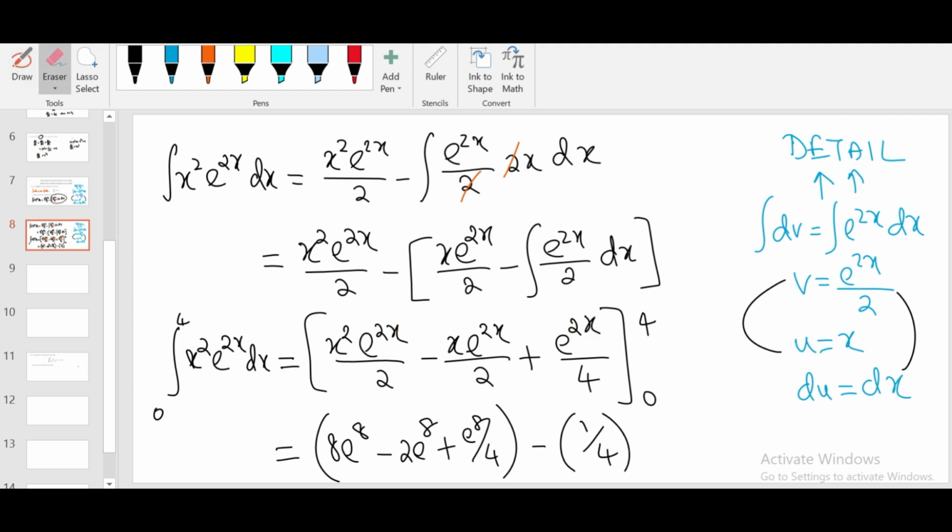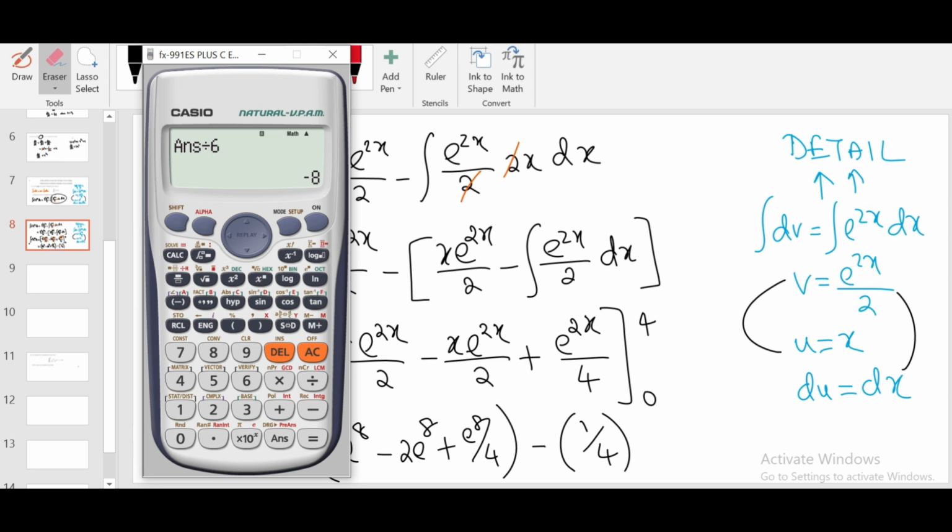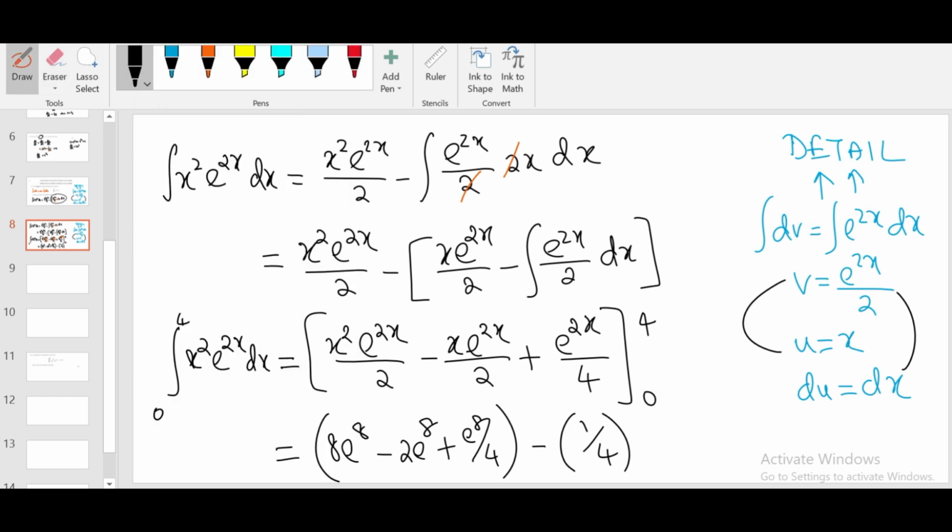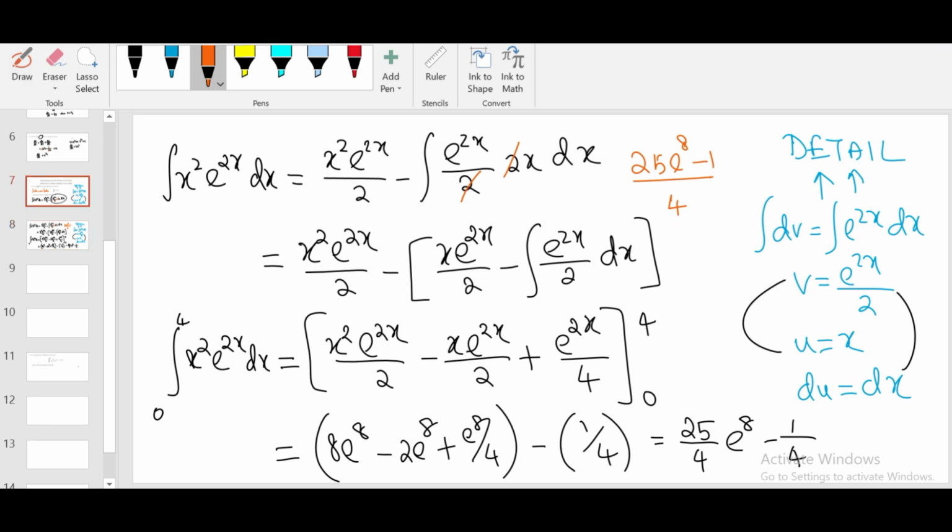The first 3 are like terms, so I'm going to simplify it. It's basically 8 minus 2 plus 1 over 4, which is 25 over 4. So the answer is 25 over 4 e power 8 minus 1 over 4. Or you can combine them and write it as a single fraction. It's also correct. You can write it this way, 25 e power 8 minus 1 divided by 4. Both are correct. So that's all.